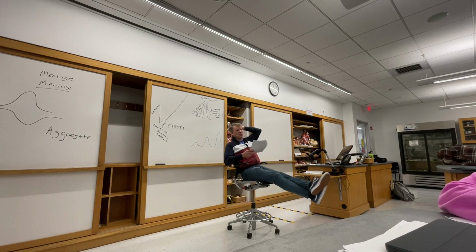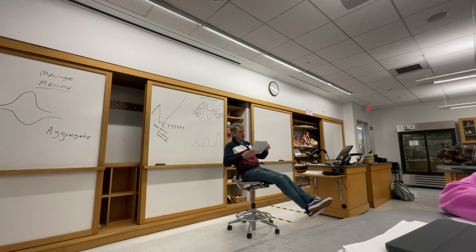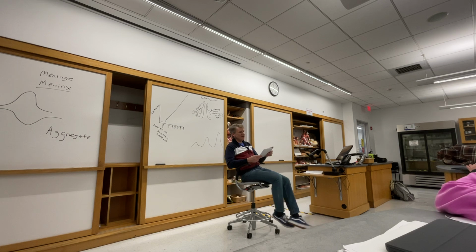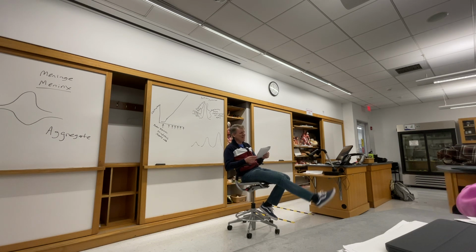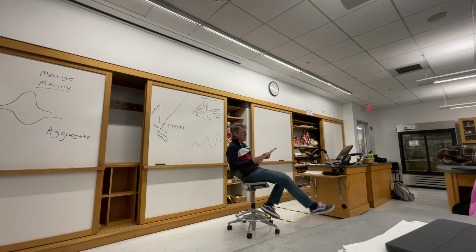All right. Chapter 10 was the muscle tissue chapter. Differentiate between the three types of muscle tissue and then the anatomy of the sarcomere.